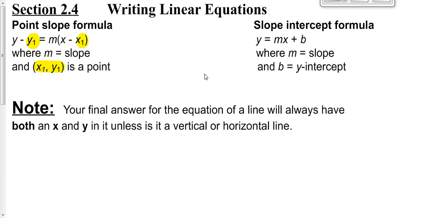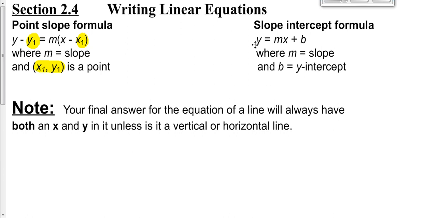There's another common formula, and that's the point slope formula. You go y minus the y-coordinate of the point you're given, equaling m, and then in parentheses x minus the x-coordinate of the point you're given.